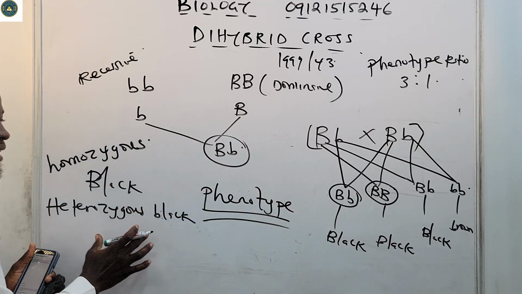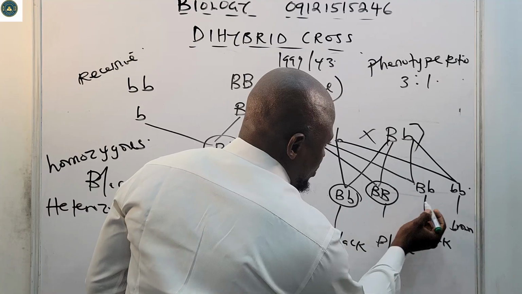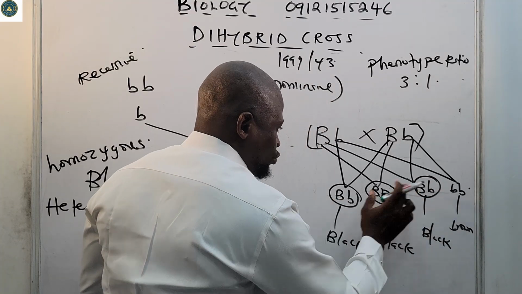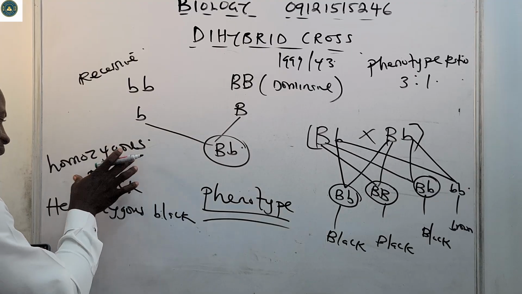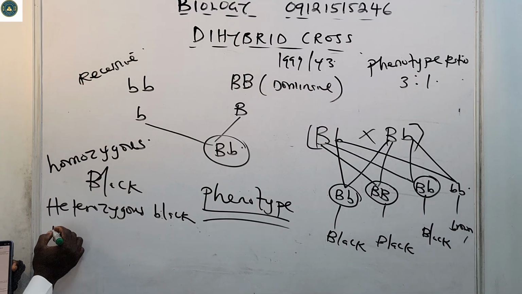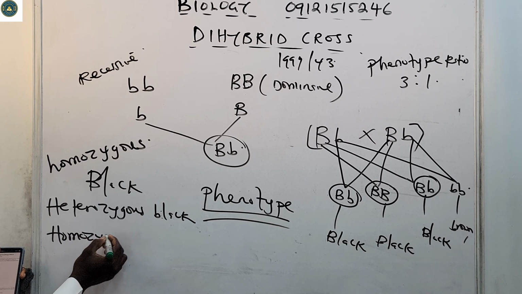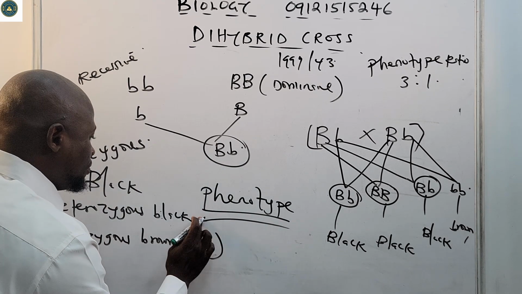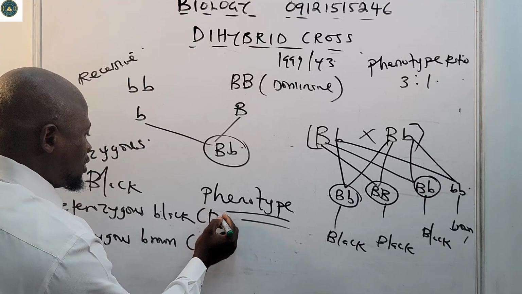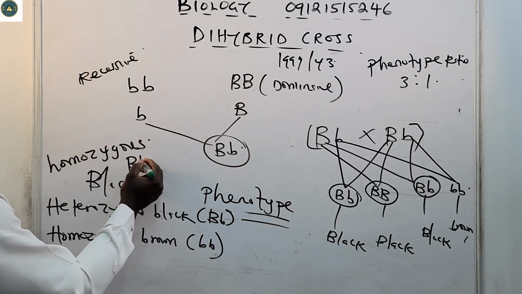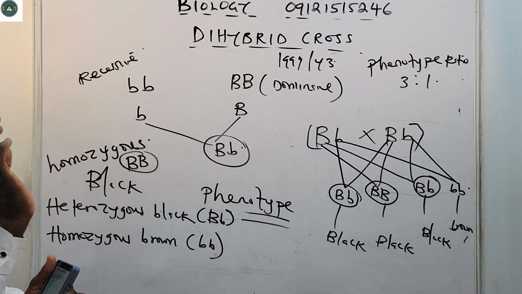Then this one is still heterozygous black. We cannot count them twice. We have seen homozygous black, heterozygous black. Then this last one, we're going to see homozygous brown. So these are the 3 different genotypes we're going to see.